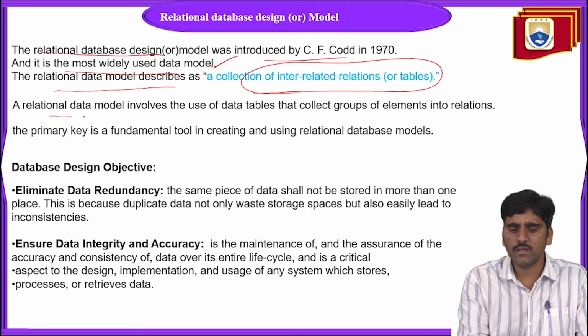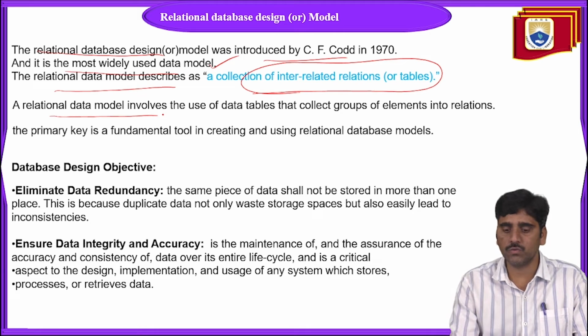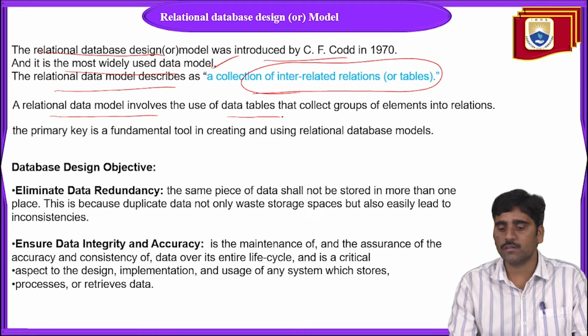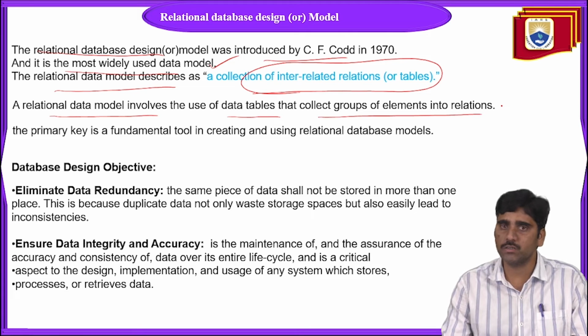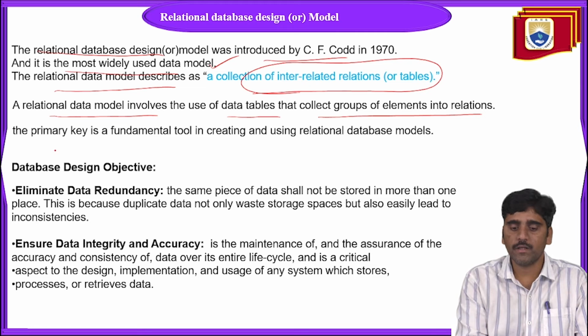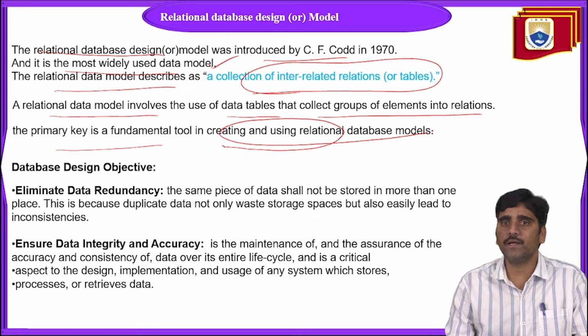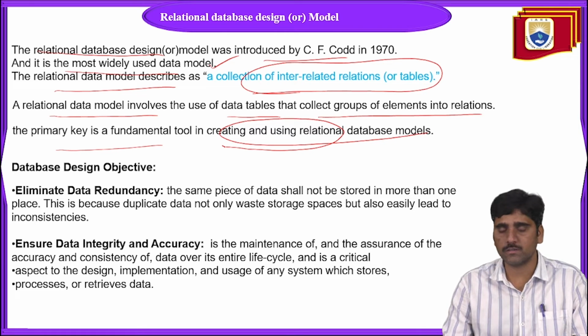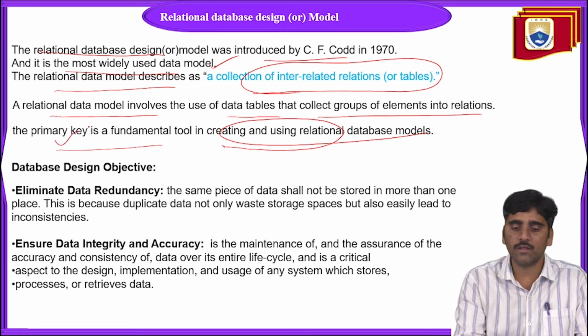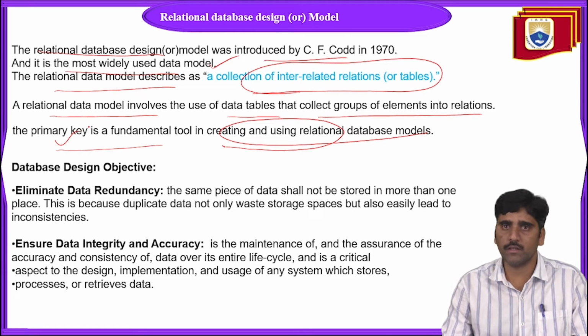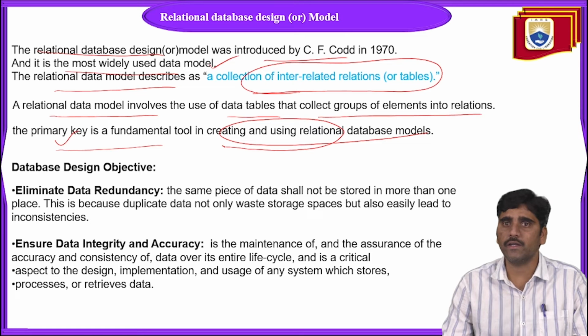A relational data model involves the use of data tables that collect groups of elements into relations. The primary key is a fundamental tool in creating and using relational database models. To maintain the interrelation of the tables in the database, the primary key is a fundamental tool. It tells that the relationship is between the two tables.